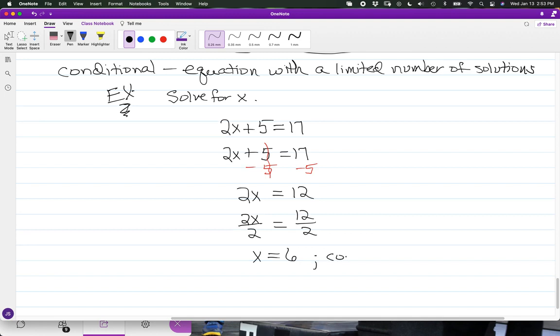Okay, so this again is a case of a conditional. So you would have that 2x plus 5 is equal to 7 ringing true on the condition that x is equal to 6.